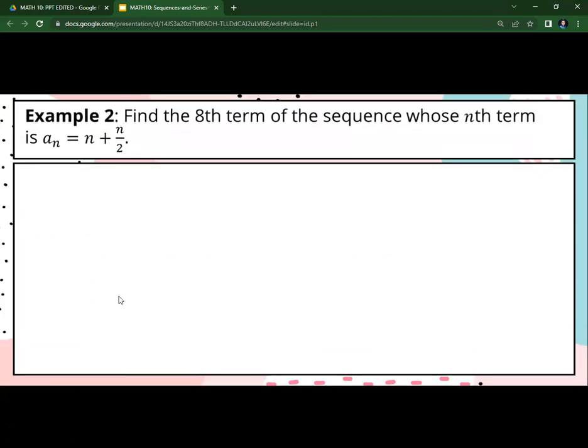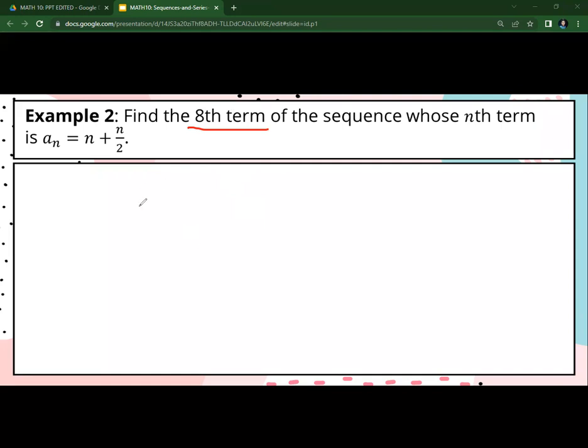Now, example number 2. Find the 8th term of the sequence whose nth term is a sub n is equal to n plus n over 2. Now, sinasabi po dito, hinahanap lang po dito ay yung pang-8 term. So, ibig sabihin po, ang ibibigay lang natin ditong value ay isa lang. Yung pang-8 term lang. Sa una po natin example, ang hinahanap ay first 5 terms. That's why ang binigay natin ay 5. Dito po ang hinahanap lang ay yung pang-8.